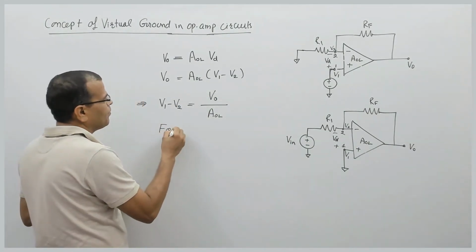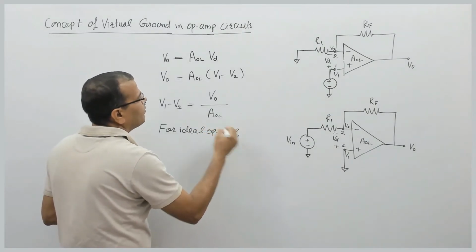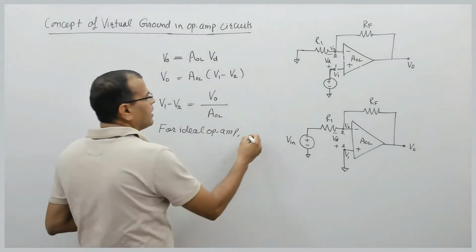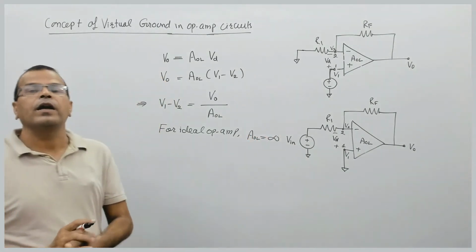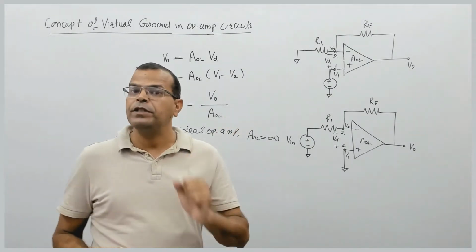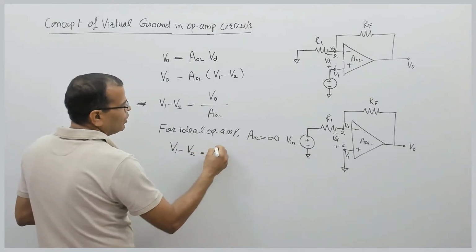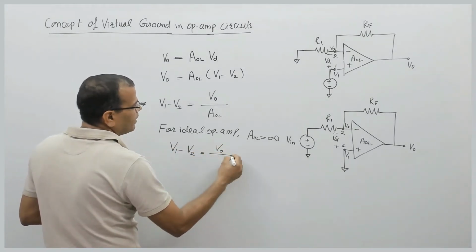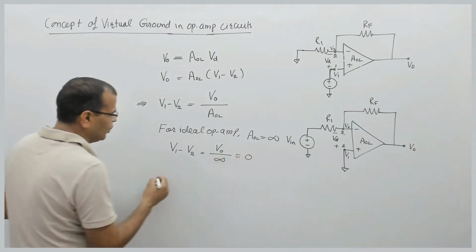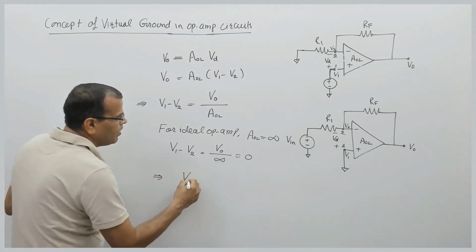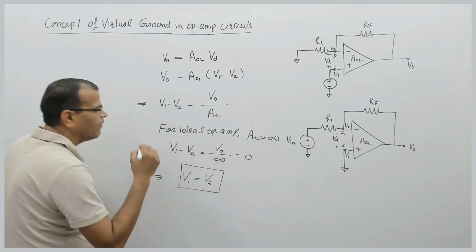For an ideal operational amplifier, what is the gain? The open loop gain of an ideal op-amp is infinity. So V1 minus V2 is equal to V0 divided by AOL, that is infinity, and that is 0. So this gives V1 is equal to V2. That is what you have.